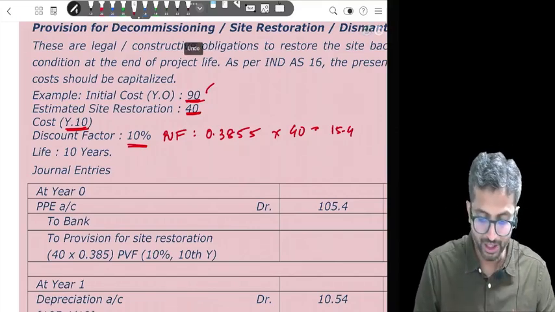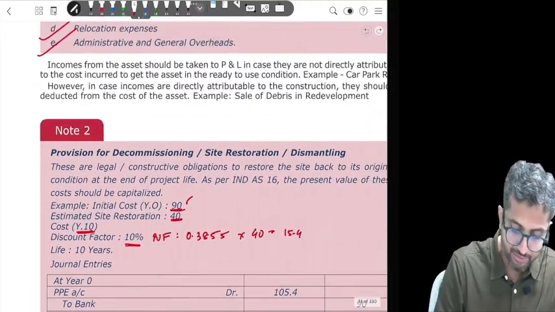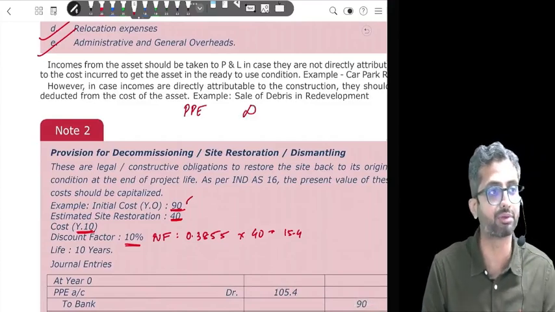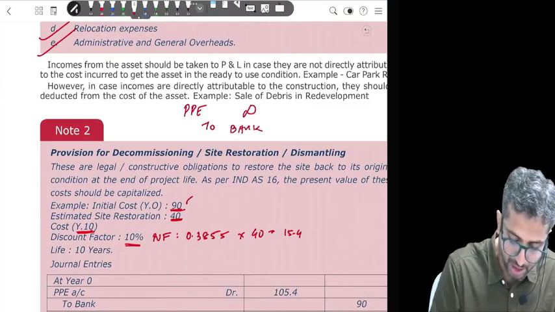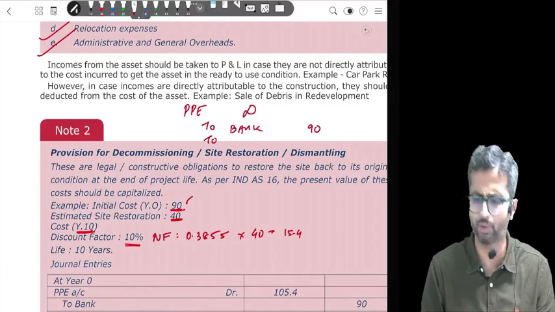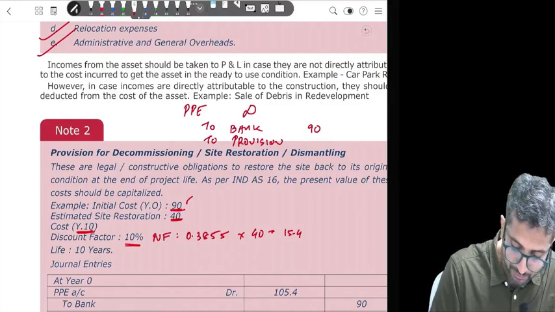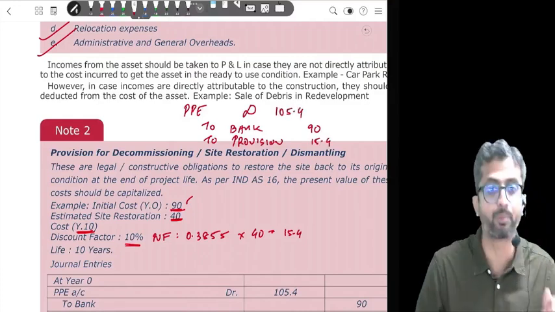So now when I have to pass a journal entry, what will be my journal entry for this? I will say PP account debit. Now initially I've spent 90. Will that be a part of the cost? So PP account debit to bank, to bank definitely 90 rupees. And I will also have to create a provision. Provision for how much? But where will this provision go? Well, it will be capitalized along with the cost, and hence this is 105.4.